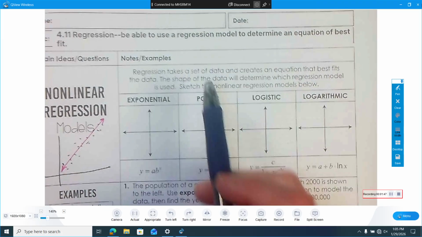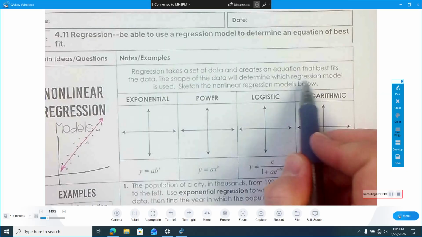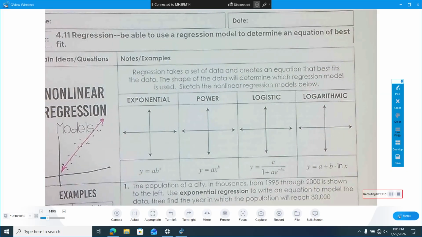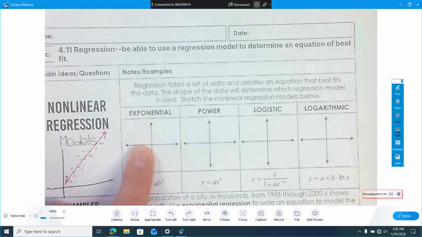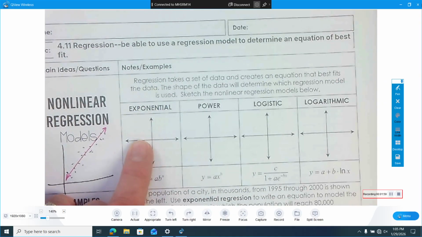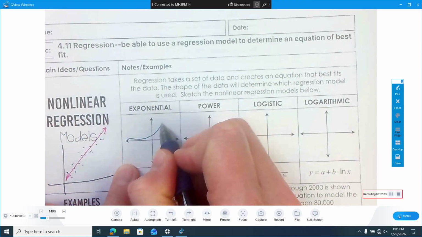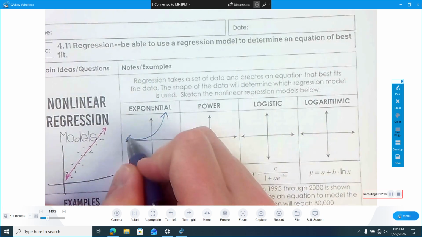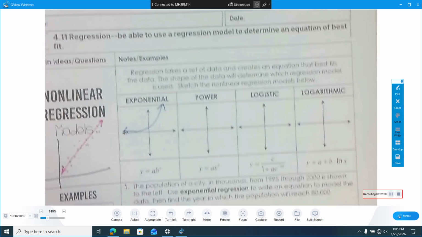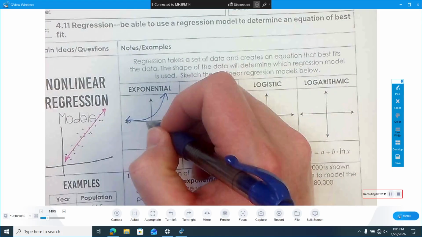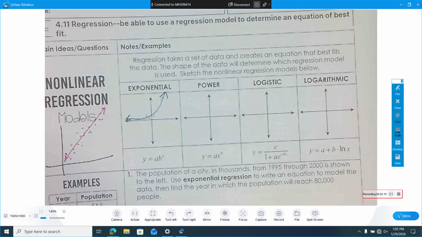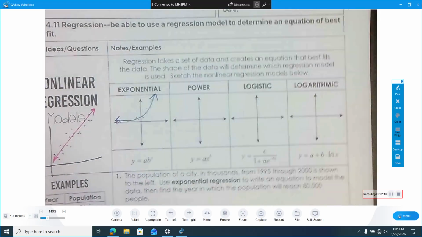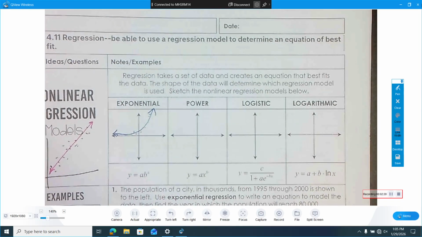So we use the shape of the data to determine which regression model is used, and we have these that we're looking at today, the exponential model. What does the exponential model look like? What do I call it? I call it the Superman. Yeah, it's the Superman to the moon graph. And so if our data fits this sort of curvature, then this would be sort of an exponential model. The nice thing is she's going to tell us what model to use here to fit our data to.